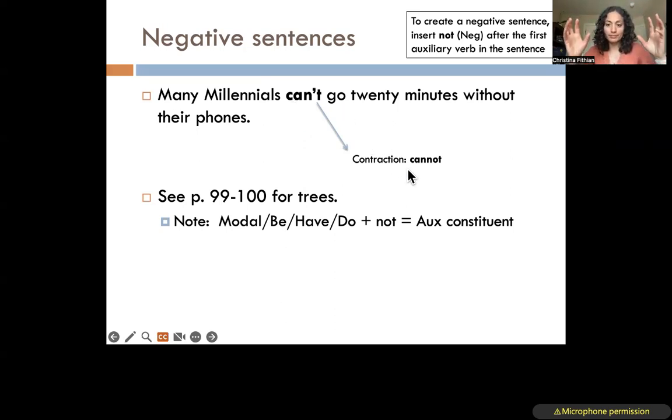So if we see something like this, can't, we're going to remember that's just a contraction of can and not. And when we label this on our trees, if we're doing our tree diagrams, we're going to actually separate can and not, and we're going to label them individually. And so I'm going to show you how to do that. I'm also going to post up a couple of pages you'll see for a few examples of trees with negatives. And you're going to note from those examples that you have modal auxiliaries and be and have and do. If you have any of those things plus not, we're going to just bind them all up together as one auxiliary constituent. In class on Friday, I'll show you how to do that. You can also take a look at those trees, the pages that I post, and you can figure out how to do that as well.